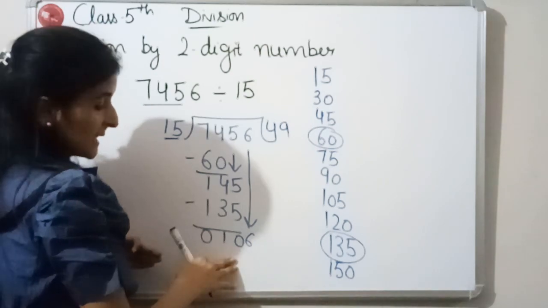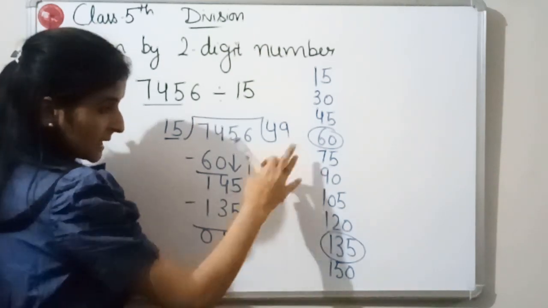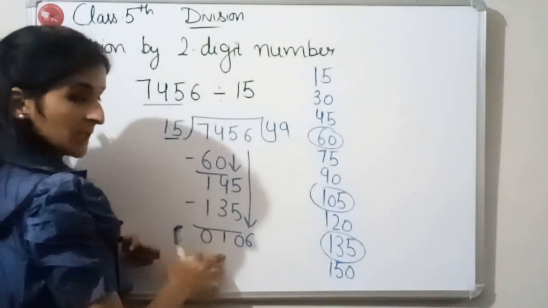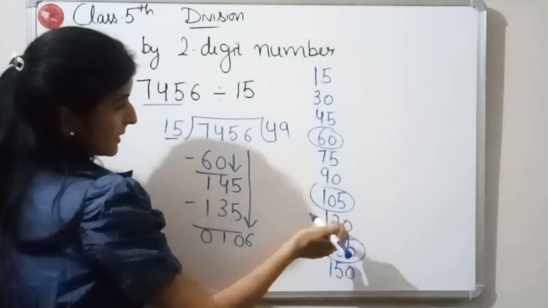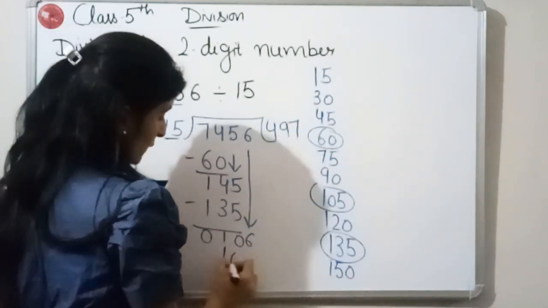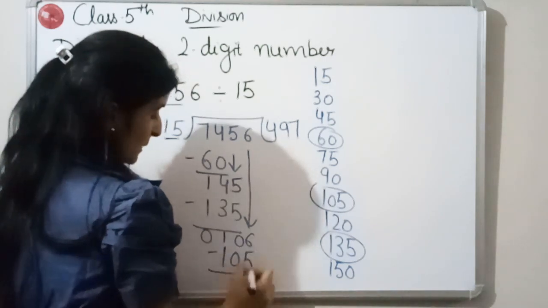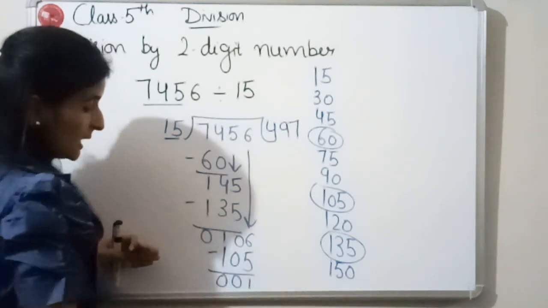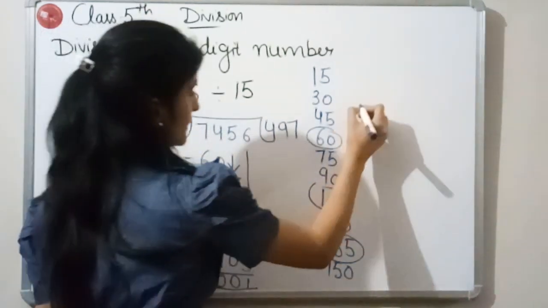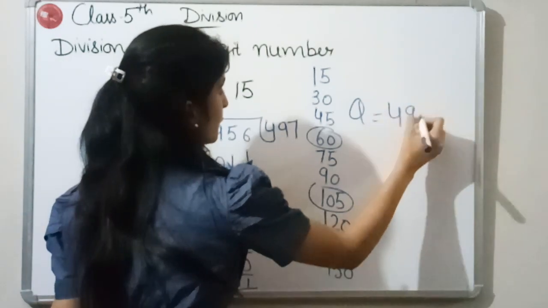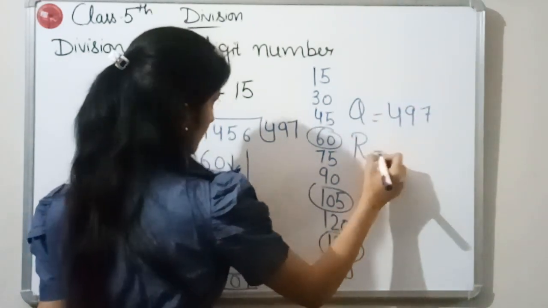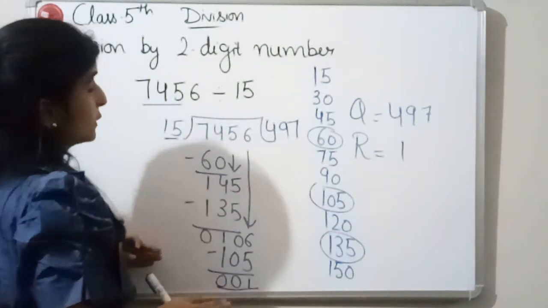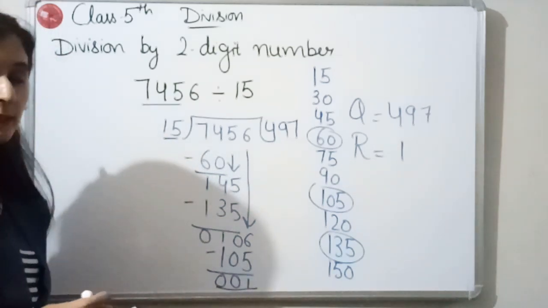Now which number is less than and nearby 106 in this table? That is 105. 105 is nearby 106 and it is on 7. So 15 sevens are 105. 6 minus 5 is 1, 0 minus 0 is 0 and 1 minus 1 is 0. So children, here we have the quotient equal to 497 and the remainder is 1. Clear? So that is how we have to do the division by a 2-digit number.